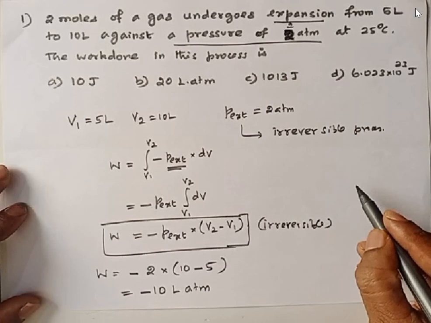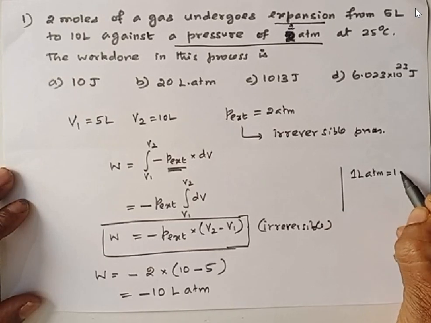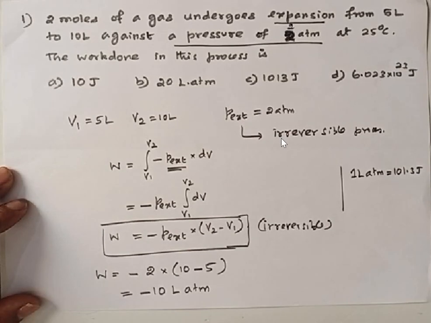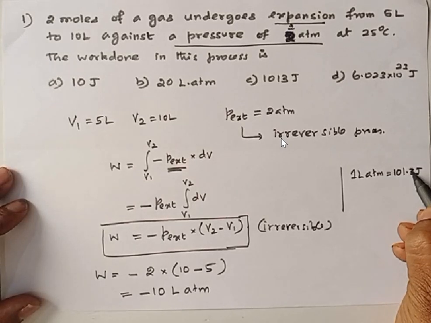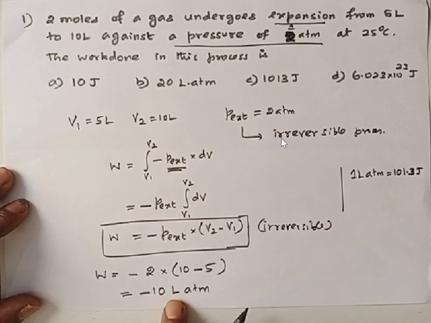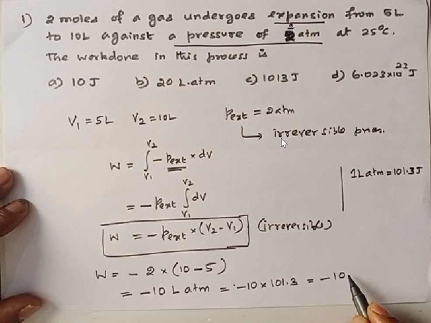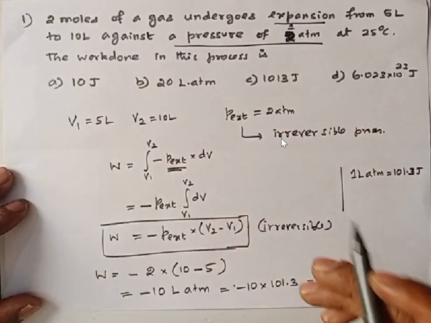Remember, 1 liter atmosphere equal to 101.3 joules. This is a standard value, try to remember this. Okay, so if I multiply this by 101.3, I will get the answer in joules. So minus 10 into 101.3, if I multiply, I will get minus 1013 joules. This is the work done in this process. So the correct option for this question is option C.